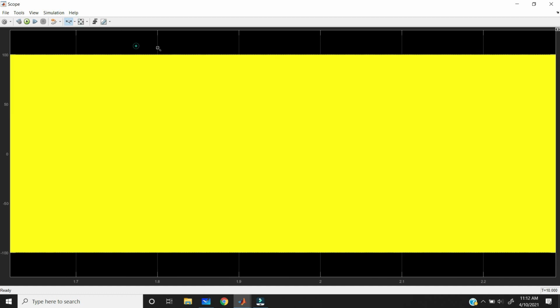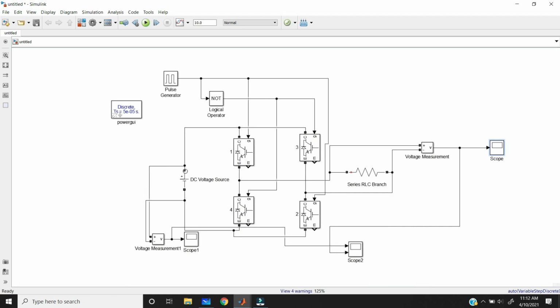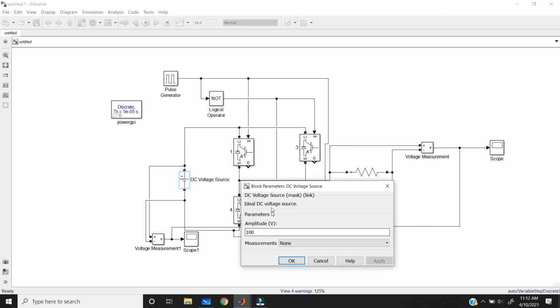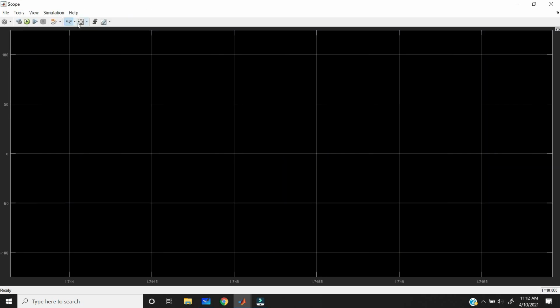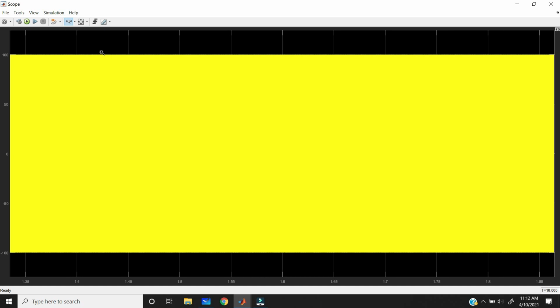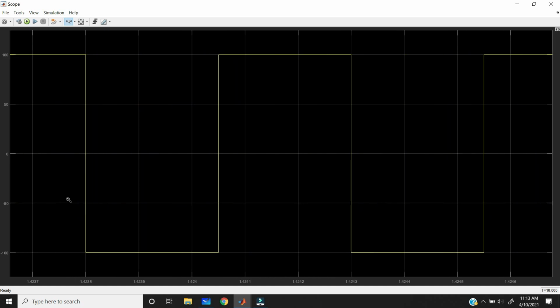Here I am taking the input voltage as 100, right? If you double click on the DC source, we are giving 100 volts DC. What are we getting? 100 volts AC. Just zoom this one, this is the 100 volts. 100 volts positive and then 100 volts negative, and again 100 volts positive and 100 volts negative. This is like alternating current, not exactly pure AC, but near to AC, right?